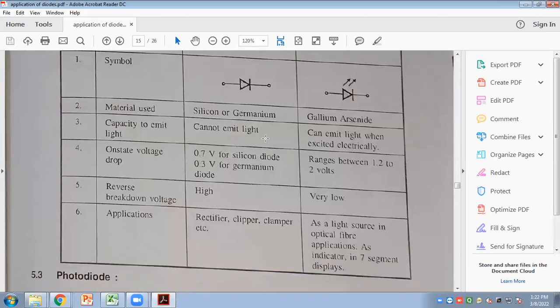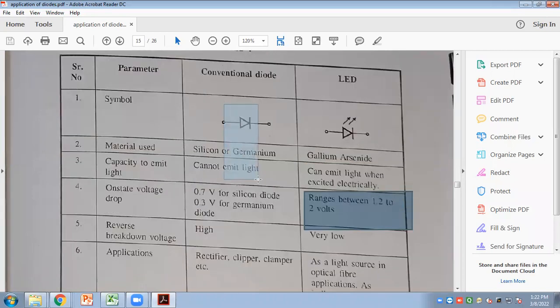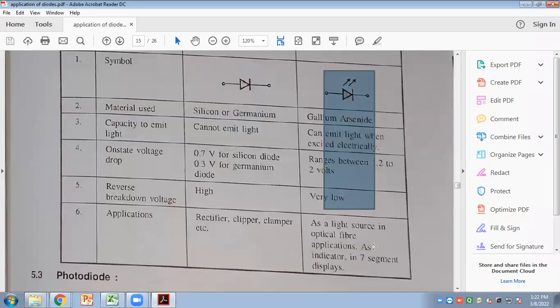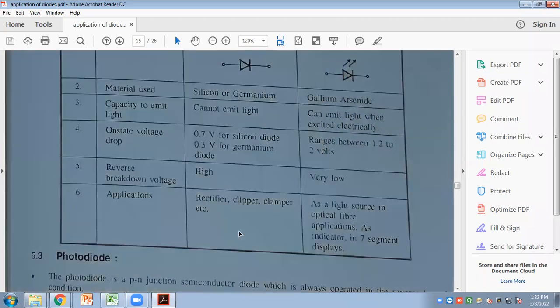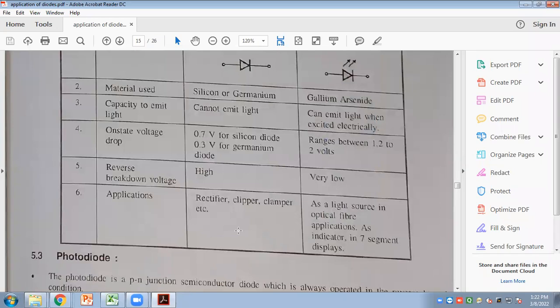Voltage drop: when the diode is in the on condition, what is the voltage drop across it? All of you know, for PN junction diode it is 0.7 volt for silicon diode and 0.3 volt for germanium diode. For the LED, the voltage range is given as 1.2 to 2 volt or 1.2 to 3 volt. In reverse breakdown, high current is produced in the conventional diode; in reverse bias of the LED, lower current will be produced. What are the different applications? Clipper, clamper.